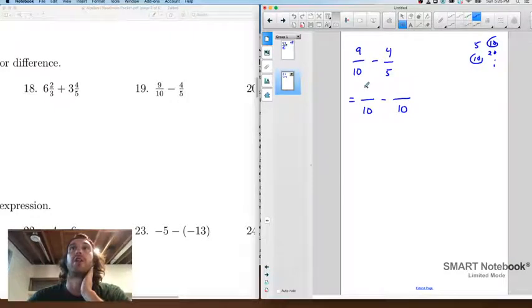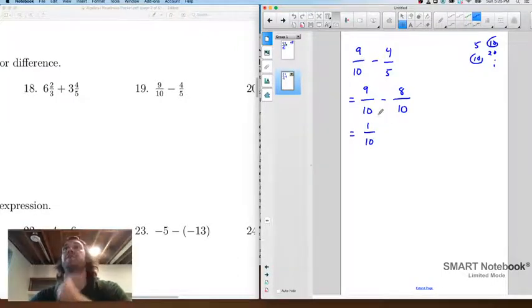This one did not change, so that will stay 9/10. And then 4 over 5, we multiplied the denominator by 2, so we also must multiply the numerator by 2, to get 8 over 10. Great. Now 1 over 10 is in simplest form. We can't divide the top and bottom by anything to make it simpler.